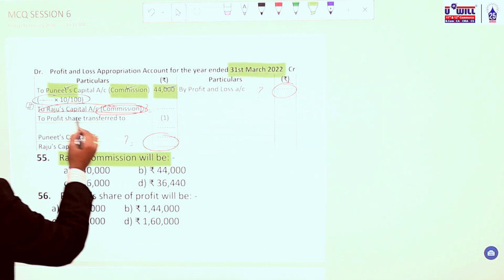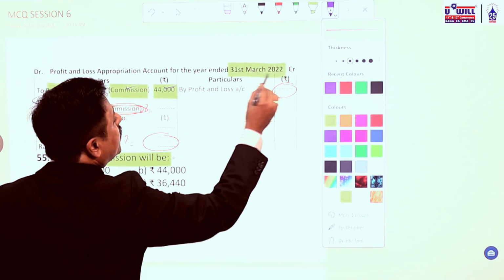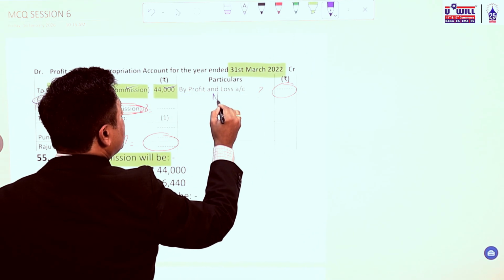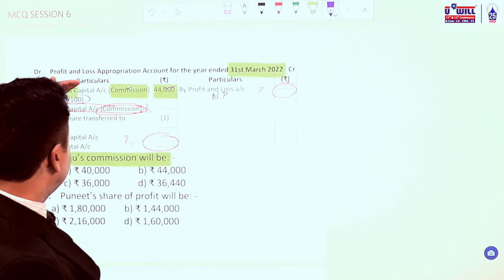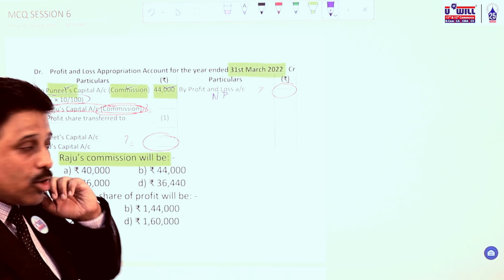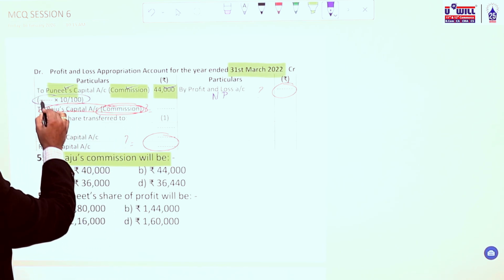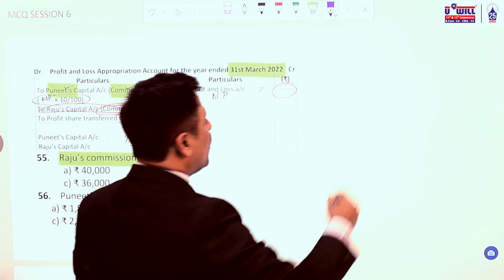Puneet's commission is given as 10 upon 100, which means it is on the net profit. Net profit is missing in the question. All of you must have the subject matter before this P&L appropriation account with you. In that, Puneet's commission is 10 upon 100 of the net profit. So applying this formula and using Puneet's commission, we can find the amount of net profit.